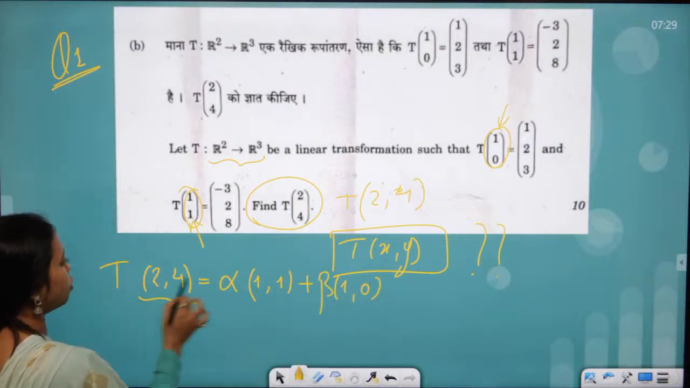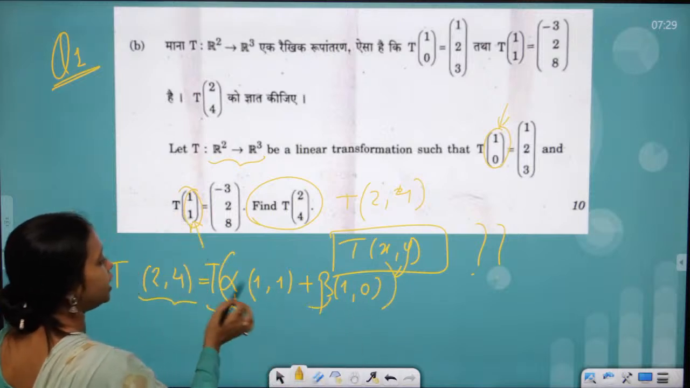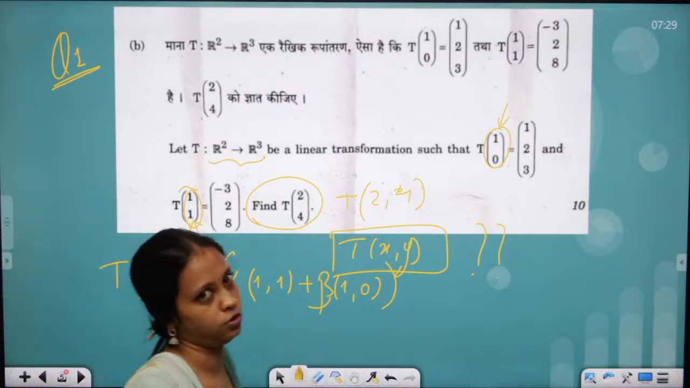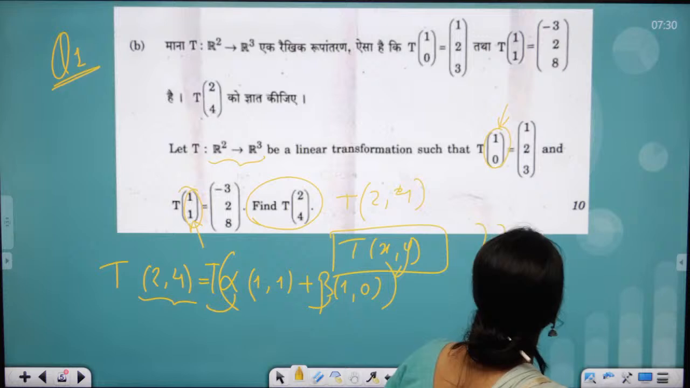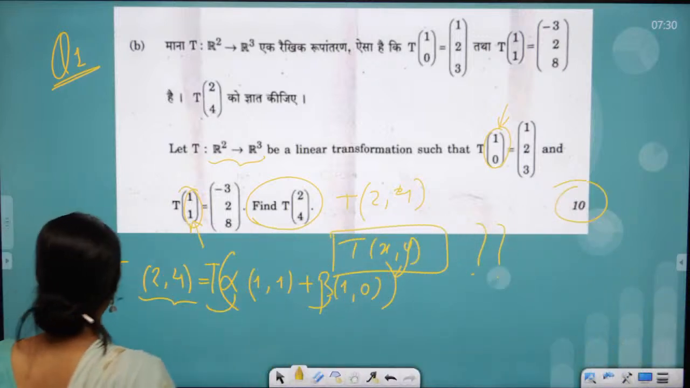Now you apply T both sides. You can take alpha outside, beta outside, T of (1, 1) you know, T of (1, 0) also you know. You just substitute the values and you get your answer, right? This was for 10 marks. See how easy this question was, right?